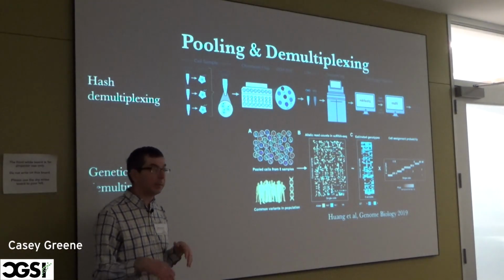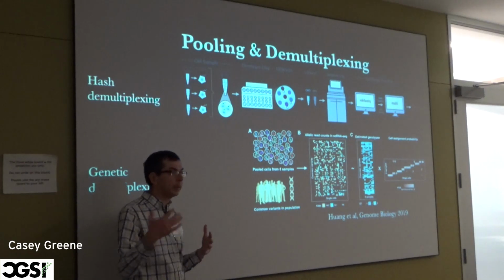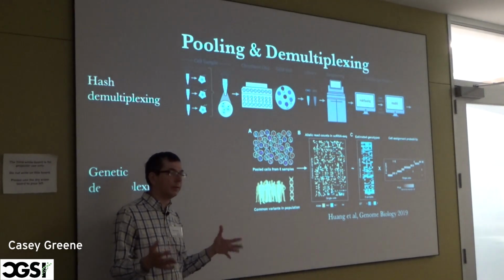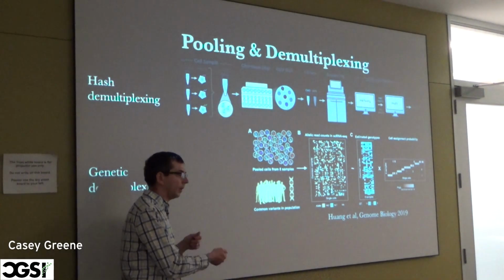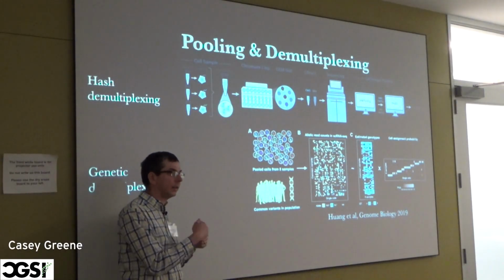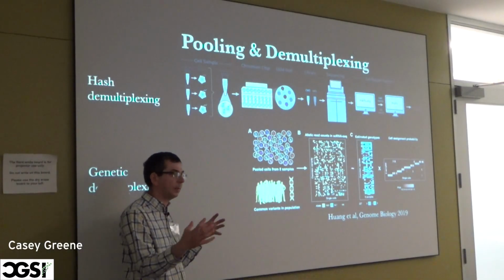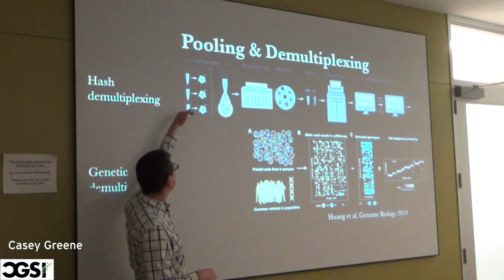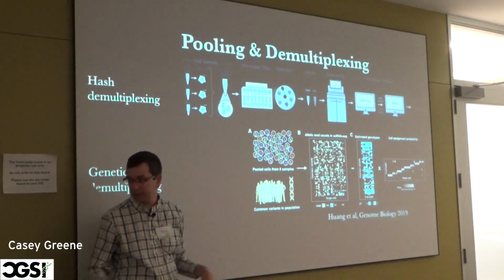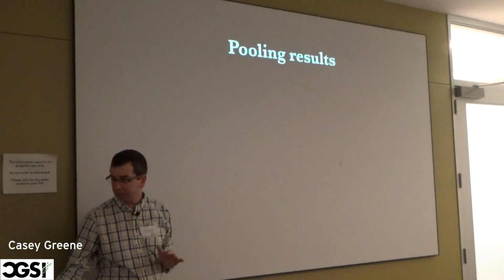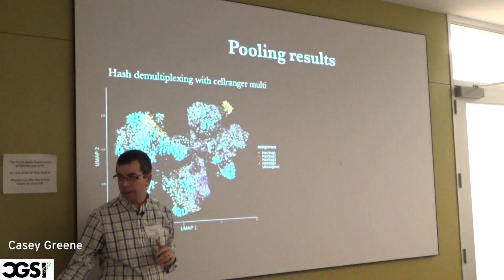The alternative is, because these are samples from different people, you can use the naturally occurring genetic variants. So for every cell you get out, you would call variants in the measurements from that cell, and then you would try to use that to assign cells back to people. So this is called hash demultiplexing. This is called genetic demultiplexing. We did both because we wanted to see how it worked.